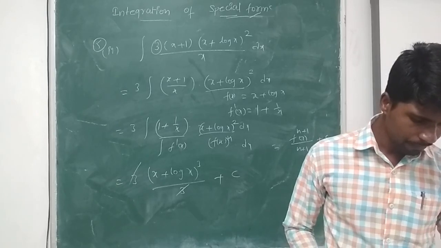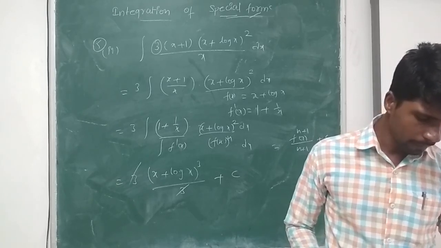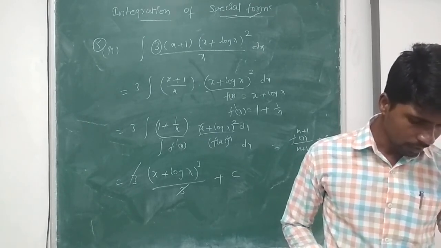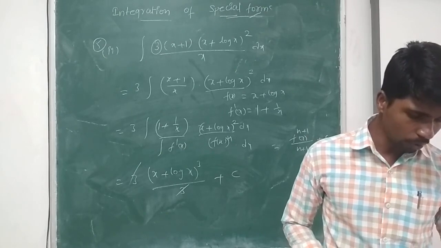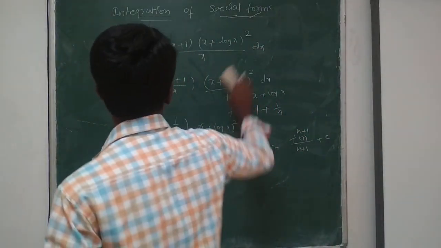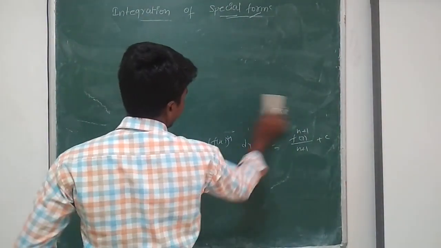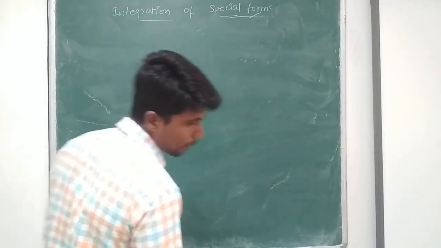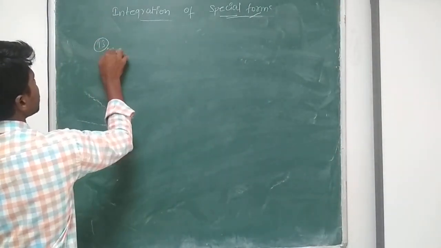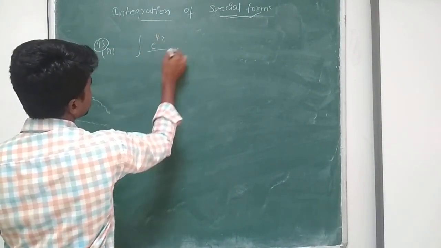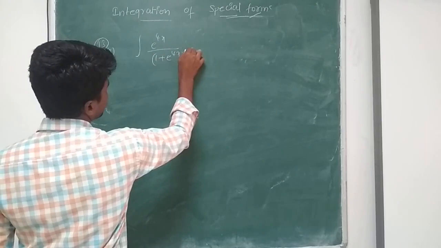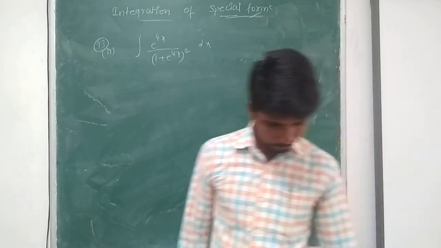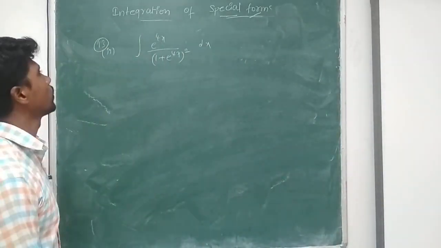Integral e power 4x by 1 plus e power 4x whole square dx. Right? Whole square do we have? Yes, we have whole square. This is the question they have given.